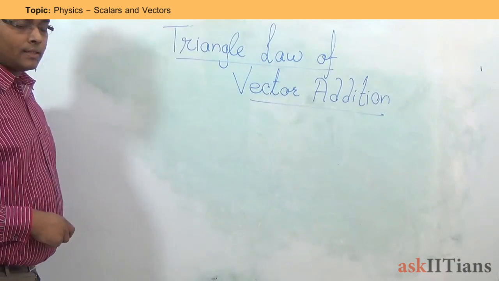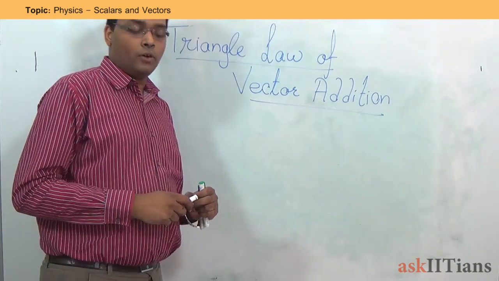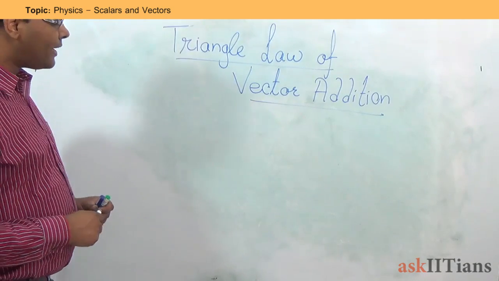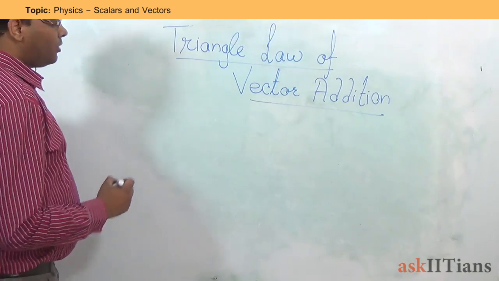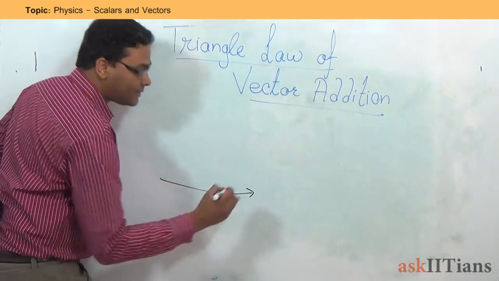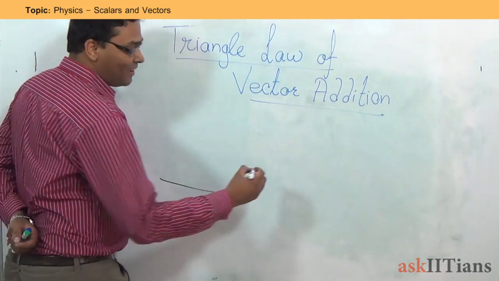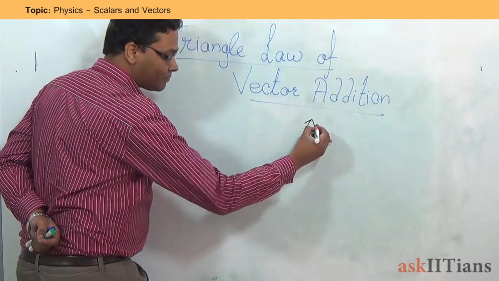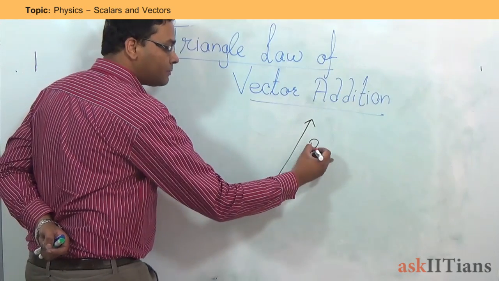So the next topic that I mentioned we'll be discussing is the triangle law of vector addition. This is a very important law to be understood. When we talk about the triangle law of vector addition, let's say this is one straight line vector, and there is another vector. So I specify that this is my vector A and this is my vector B.